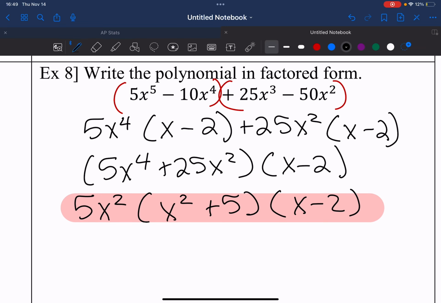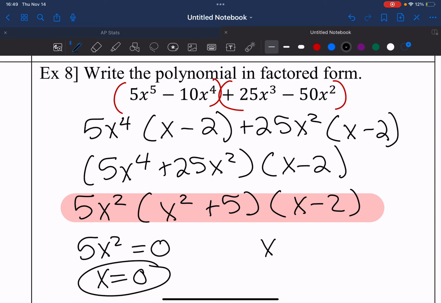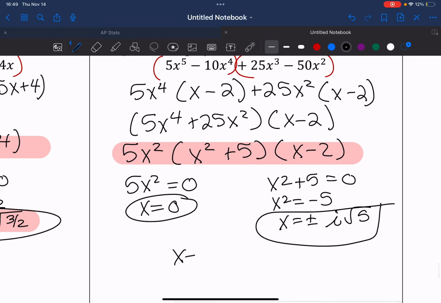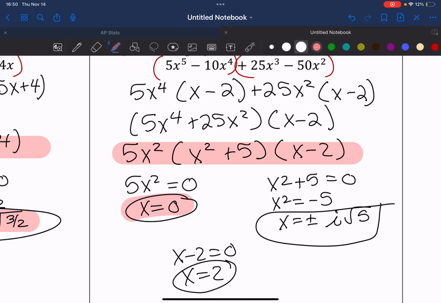Now I'm going to set each one equal to 0, so I have 5x squared equals 0, which means x is equal to 0. x squared plus 5 equals 0 means x squared is equal to negative 5. So x is equal to plus or minus i square root of 5. And then x minus 2 equals 0 means x is equal to 2. And those are my answers.